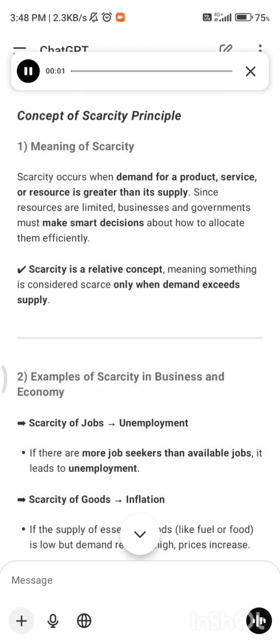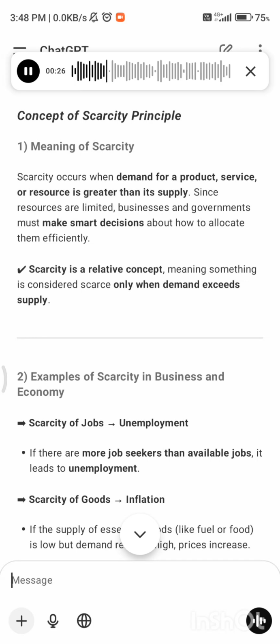Concept of scarcity principle. 1. Meaning of scarcity. Scarcity occurs when demand for a product, service, or resource is greater than its supply. Since resources are limited, businesses and governments must make smart decisions about how to allocate them efficiently. Scarcity is a relative concept, meaning something is considered scarce only when demand exceeds supply.